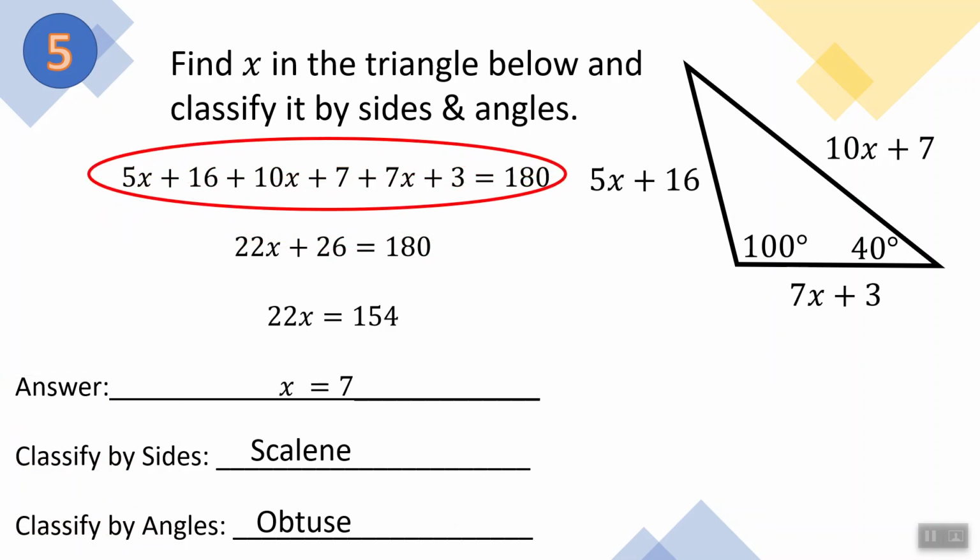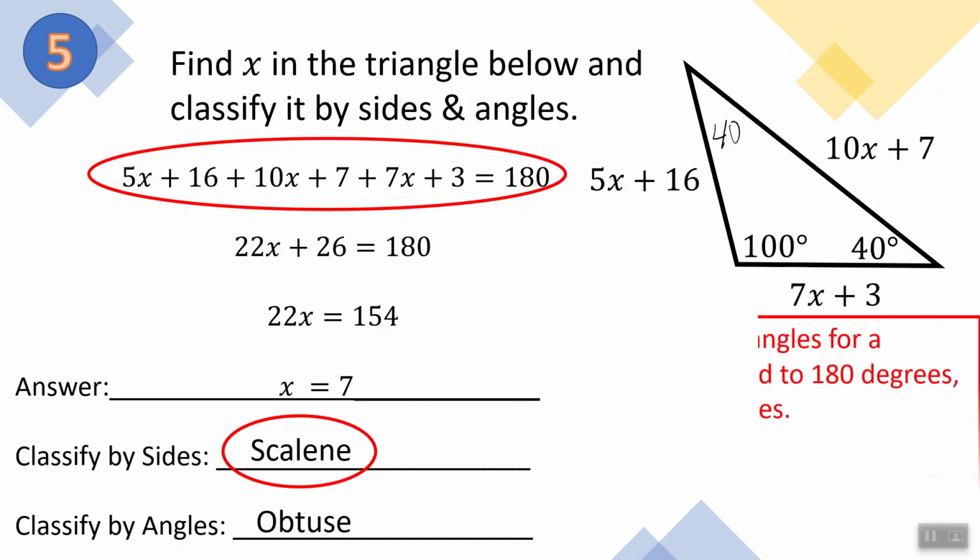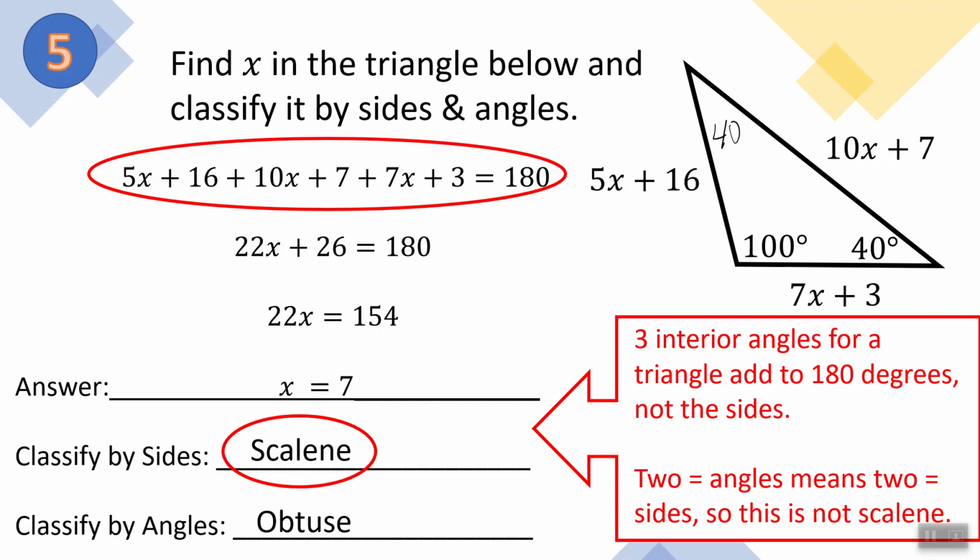First and foremost, they set the sides equal to 180 degrees. And then, as I said, because of that 40 degrees, the 3 interior angles for a triangle add to 180 degrees, once again, not the sides. Then 2 equal angles means 2 congruent sides, or 2 equal sides, so it's not scalene, it should be isosceles.